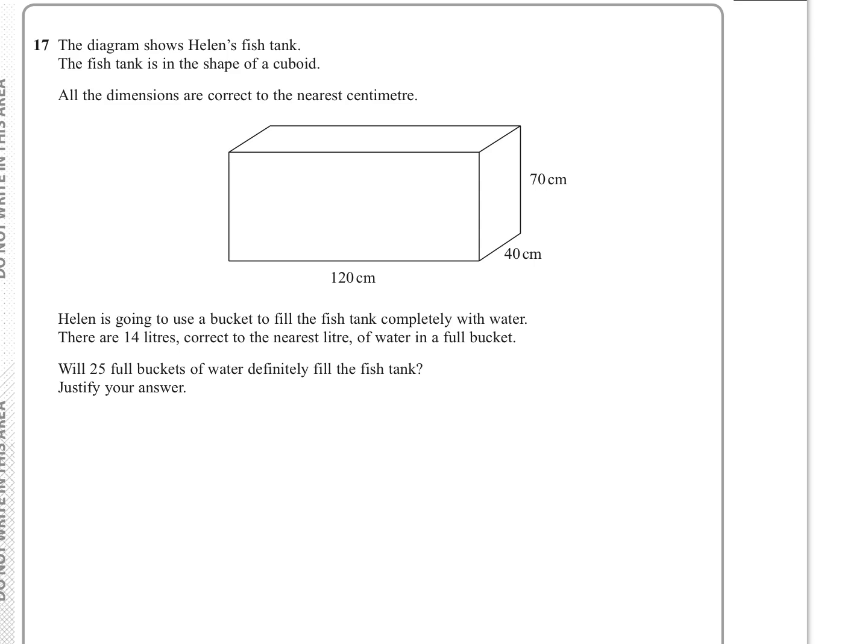Well, for question 17, the diagram shows Helen's fish tank, and I think on first sight, one common mistake would be to just do the volume of the tank as 120 times 40 times 70, which would give you 336,000 centimetre cubes, and then divide that by 14 and see whether the answer would be okay. But that's not what this is asking here.